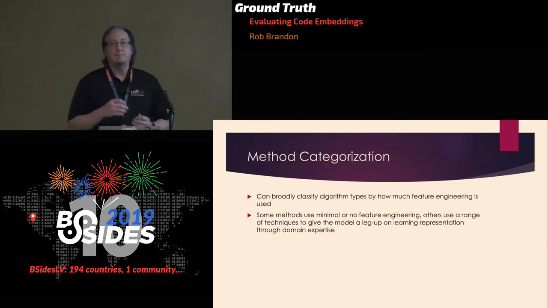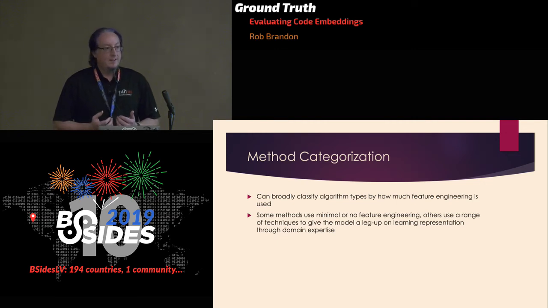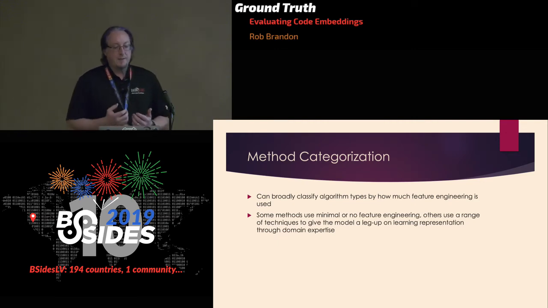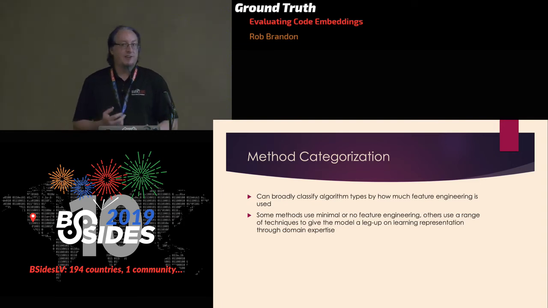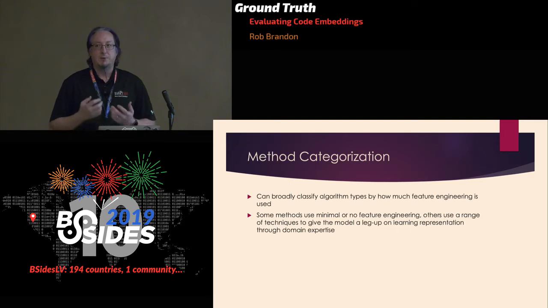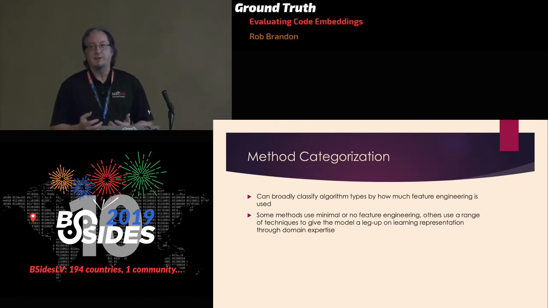So when we look at function embeddings, there are a couple of broad ways that we can look at classifying them. One of the ways I've started to look at function embeddings is to look at how much feature engineering is required to build the function embedding. So we have some methods, such as the one that I created when I was in grad school, which require no feature engineering. They just take the raw data to generate your embedding.